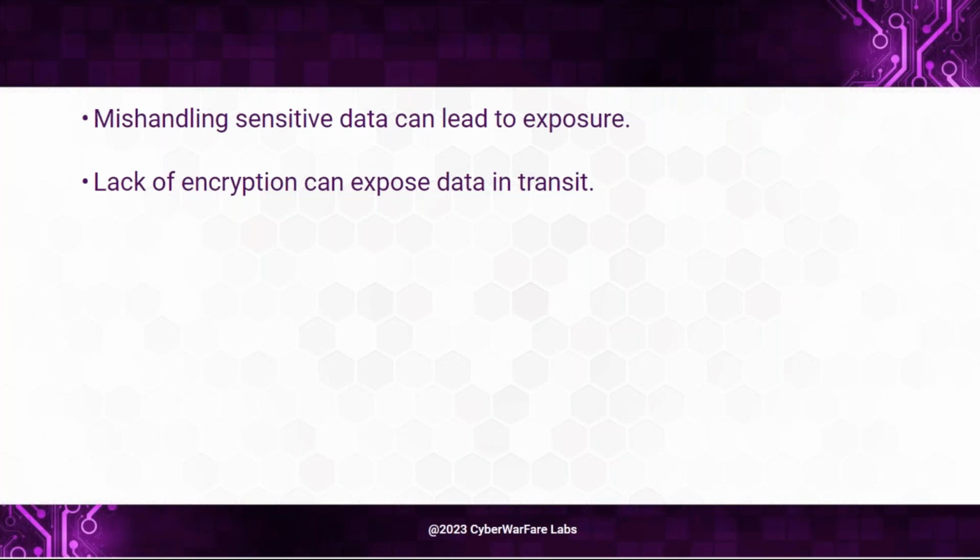Mishandling sensitive data can lead to exposure, like exposing your API keys on GitHub or some programming sites, and lack of encryption can expose data in transit. Encryption is a must in every function in APIs as well as other applications.